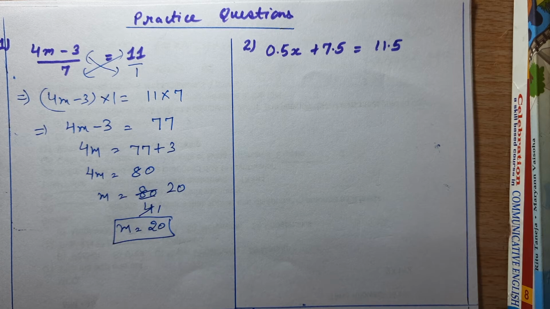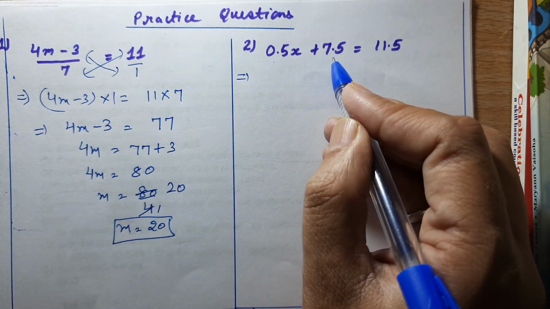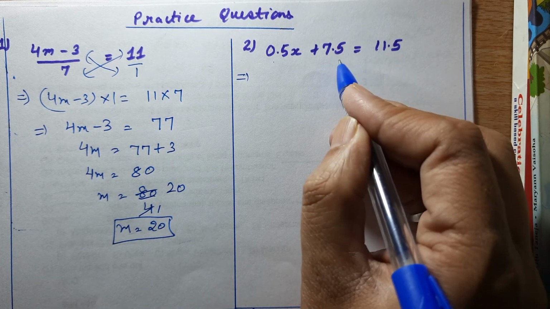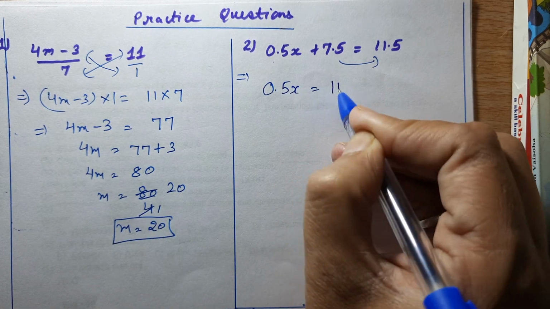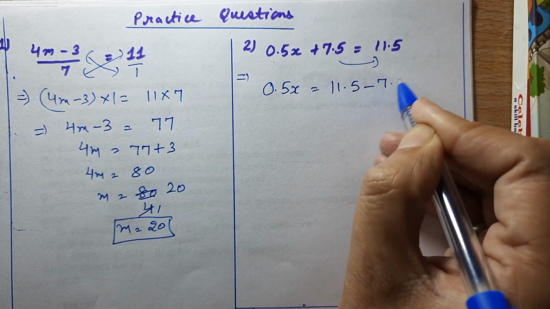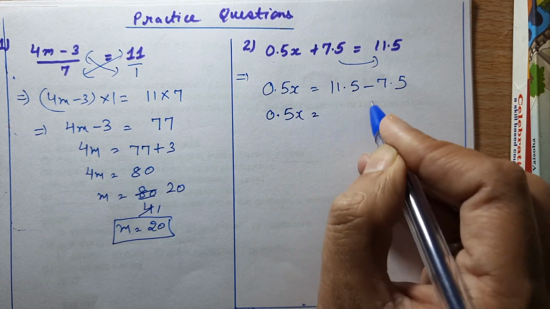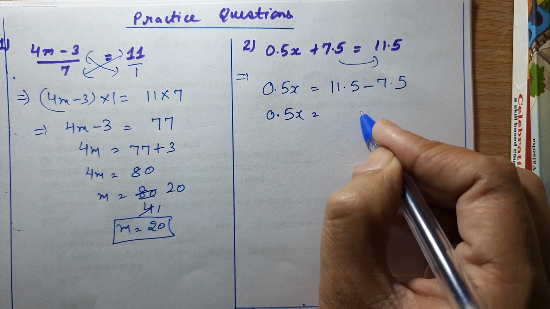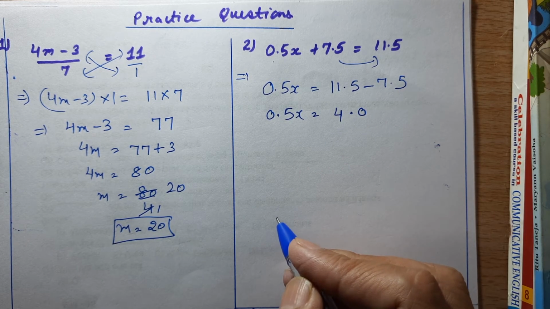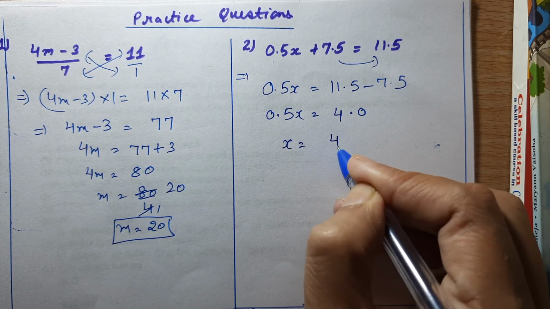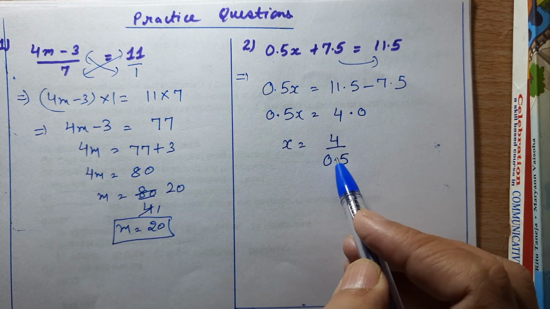Similarly, we are now solving question number 2. 0.5x plus 7.5 is equal to 11.5. Transposing, 7.5 plus will change into minus. 0.5x is equal to 11.5 minus 7.5, 4.0. So x comes out to be 4 upon 0.5, because multiply will be changed into divide.